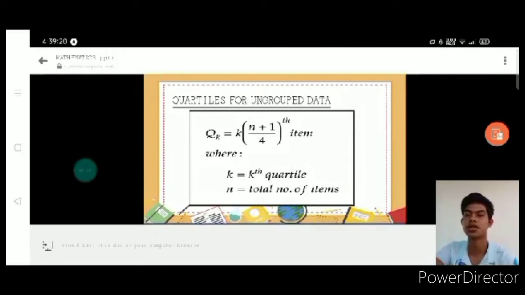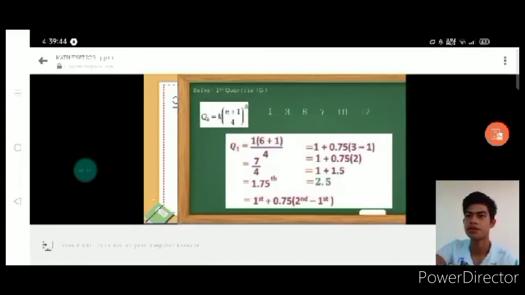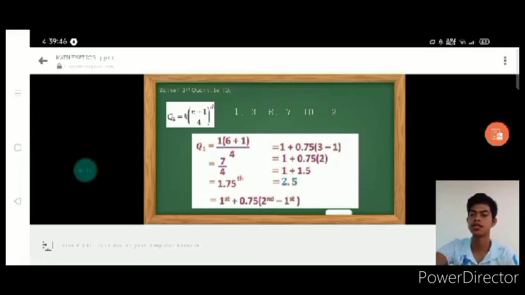So here is the formula on how to solve the quartiles for ungrouped data. Q sub k equals k times the quantity of n plus 1 over 4, where k is the quartile number, and n is the total number of items. So this is the first example.